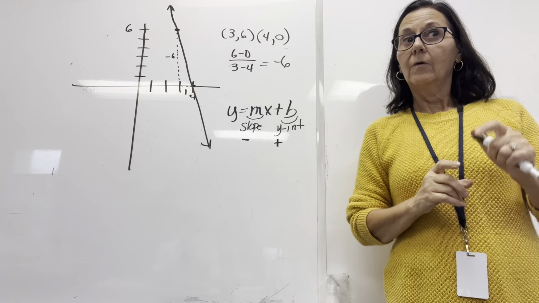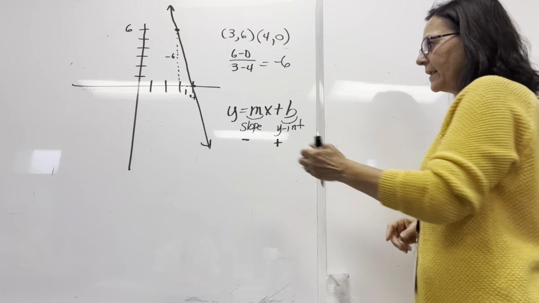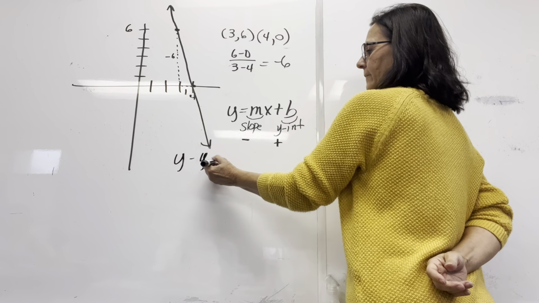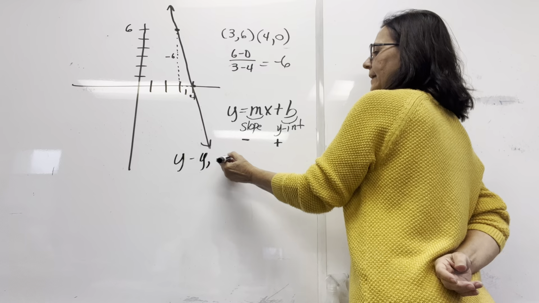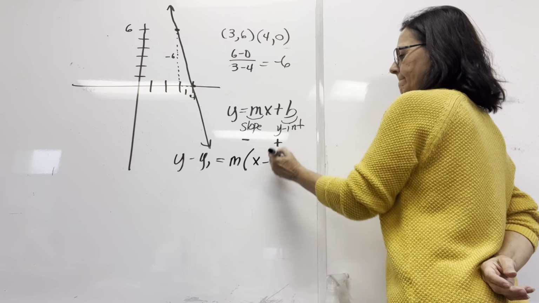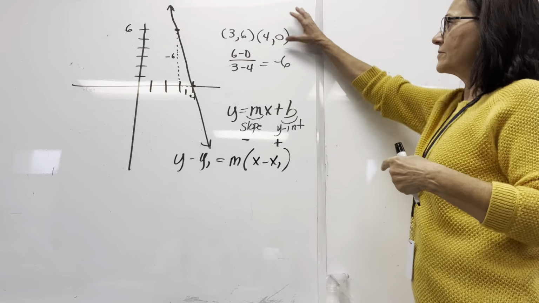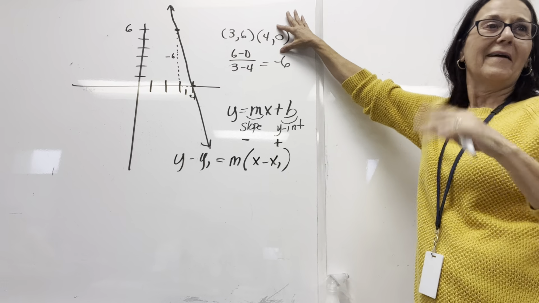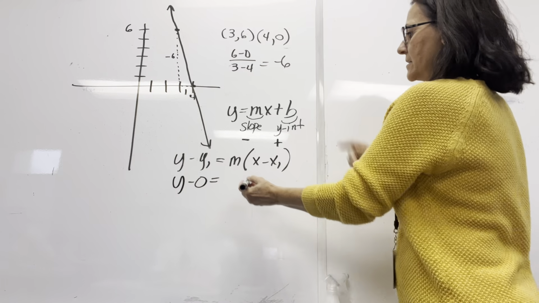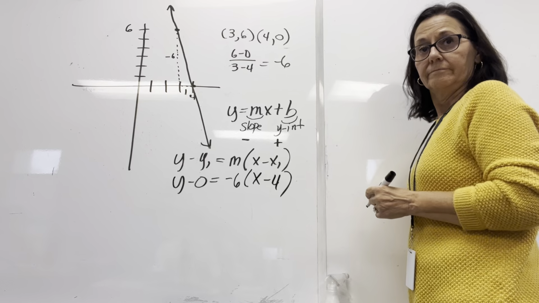Slope-intercept? No, there's another form. Point-slope. Somebody tell me what the point-slope form is. y minus y sub 1 equals m, the slope, times x minus x sub 1. All right, you're going to use the point-slope form. I'm going to use 4, 0 because it has a 0 in it, so I don't have to worry about the 0. So that's y minus 0 equals the slope, negative 6, times x minus 4.